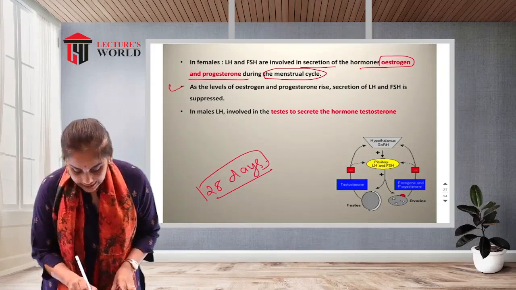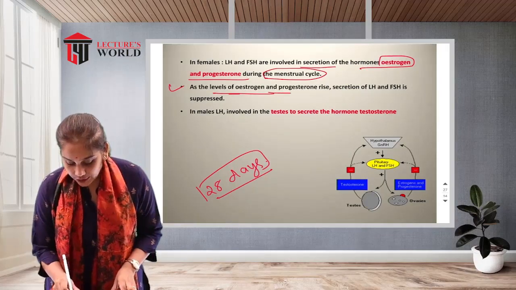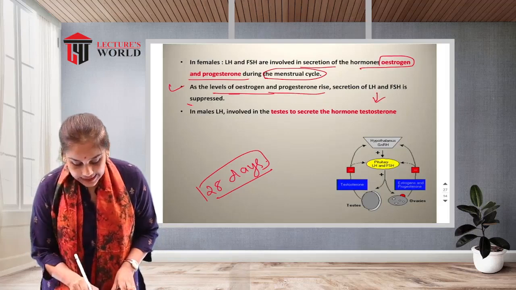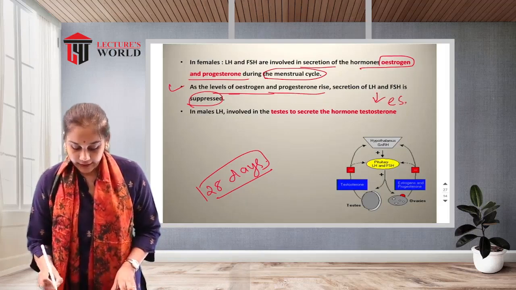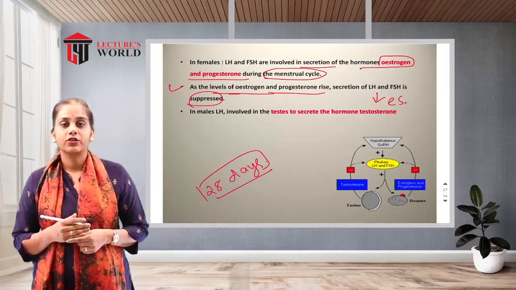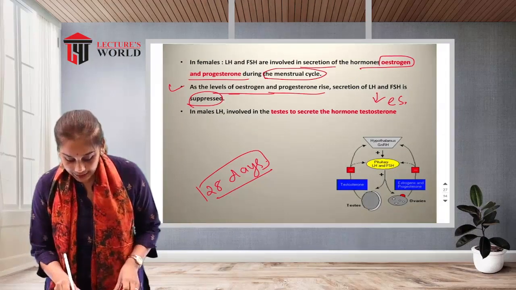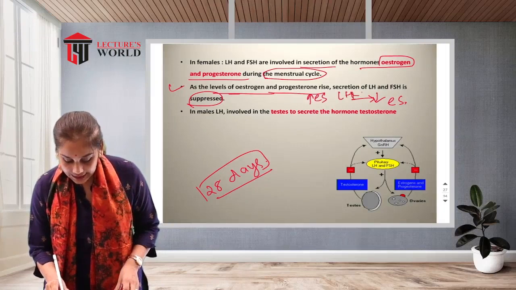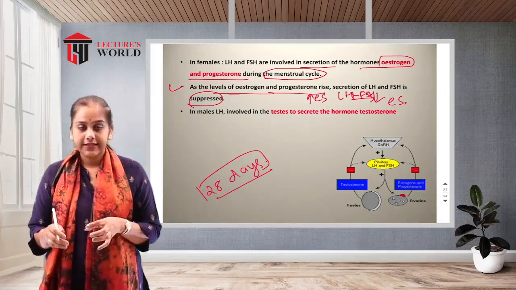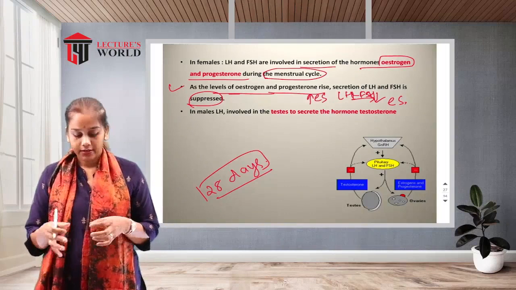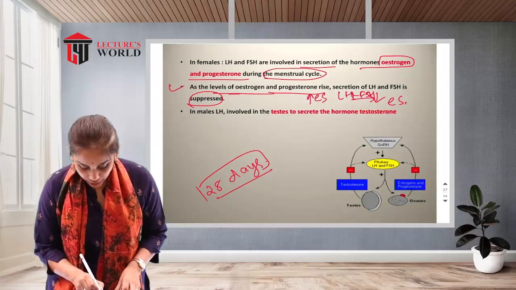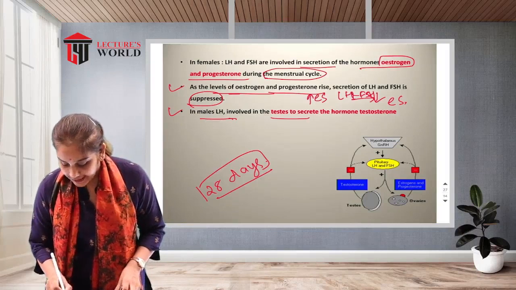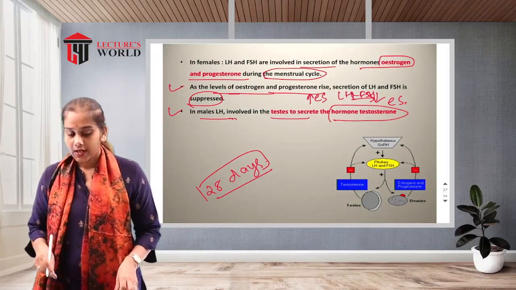As the levels of estrogen and progesterone rise, the secretion of LH and FSH is suppressed. When estrogen and progesterone increase, at that time LH and FSH secretion is suppressed, so they work in opposition. In males, LH acts on the testes to secrete the hormone known as testosterone.